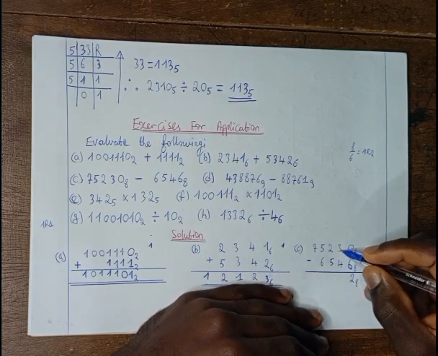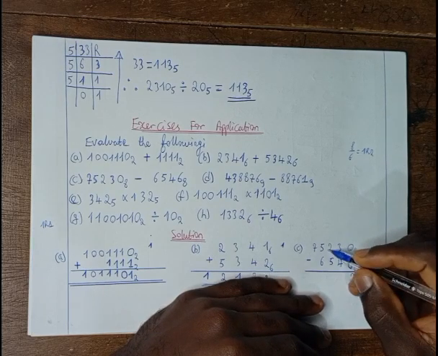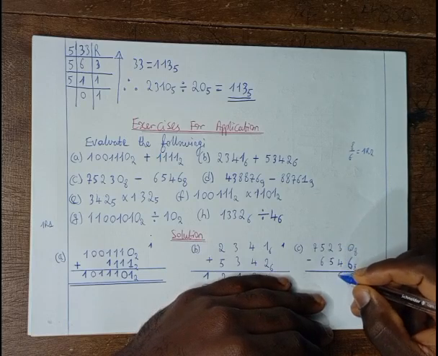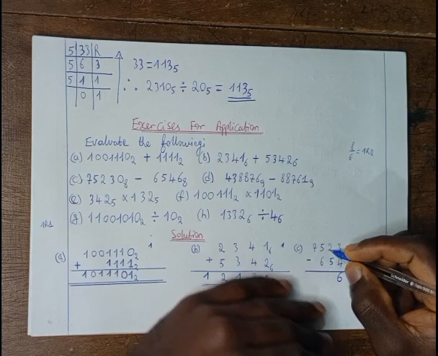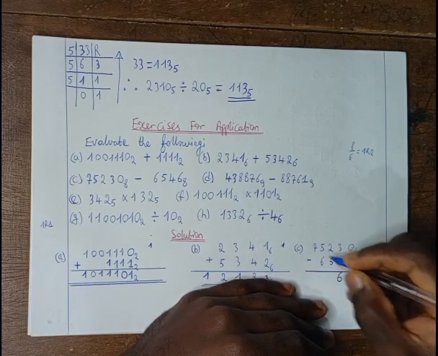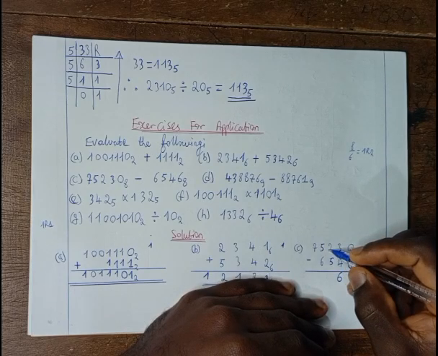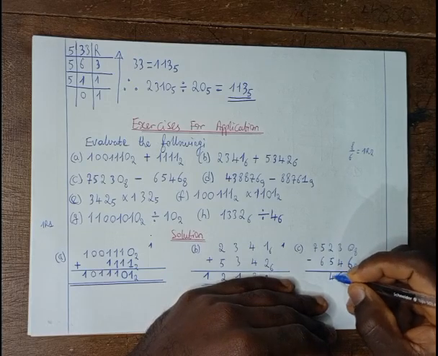Now here we are left with 2. 2 is less than 4. We are going to move to this higher place value. We take a 1, and the 1 we take here represents the number 8. 2 plus 8 gives us 10. 10 minus 4 gives us 6. Here now we are left with 1. We are going to move to a higher place value. Since 1 is less than 5, we take a 1 here, which represents 8. 8 plus 1 gives us 9. 9 minus 5 gives us 4.